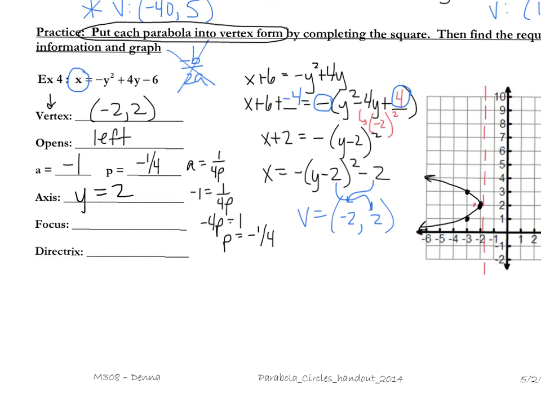The focus, I went past negative 2. I went 1/4 of a unit past negative 2. So negative 2 and 1/4, comma, the y value is the same as the vertex, so 2. And then the directrix is a vertical line, so it's x equals. And that directrix is 1/4 of a unit shy of negative 2, so it's actually negative 1 3/4. Okay, you guys, so we learned how to put a parabola from standard form into vertex form.